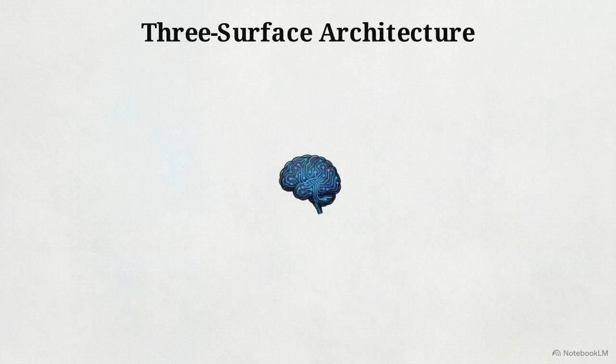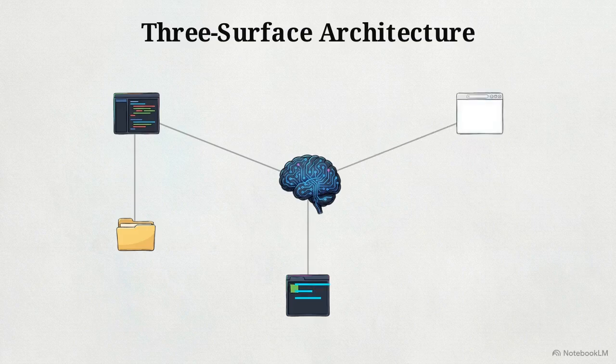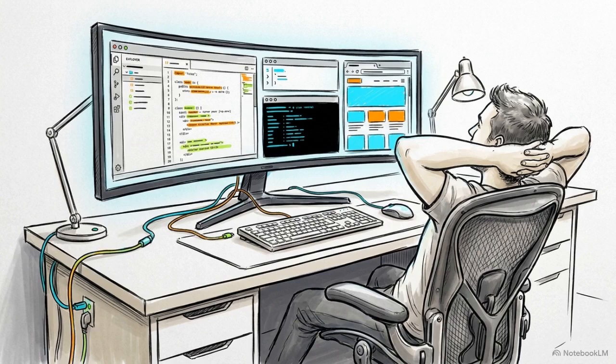This orchestration is powered by what Google calls the 3-surface architecture. The first surface is your editor. The agent has native access to read and write code directly into your local file structure. The second is the terminal. The agent can autonomously run commands to install dependencies. Finally, it connects to a browser. This lets the agent visually preview the application and interact with the live code. By controlling these 3 surfaces, the agent removes the need for you to manually configure servers or manage boilerplate code.